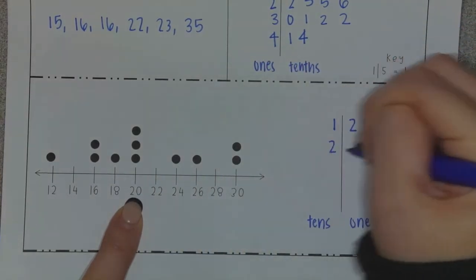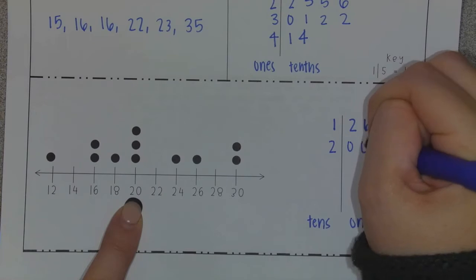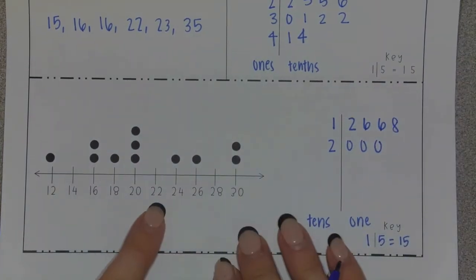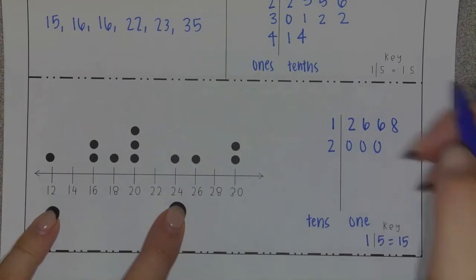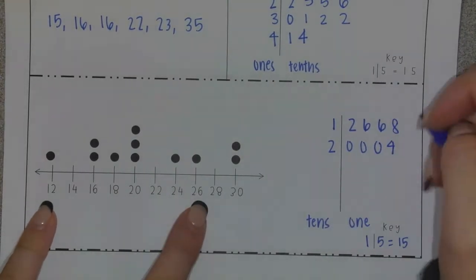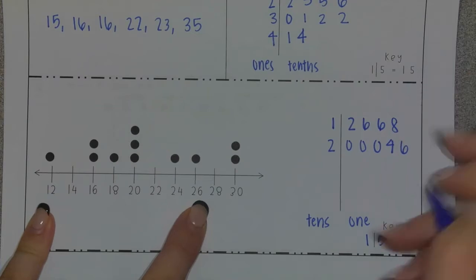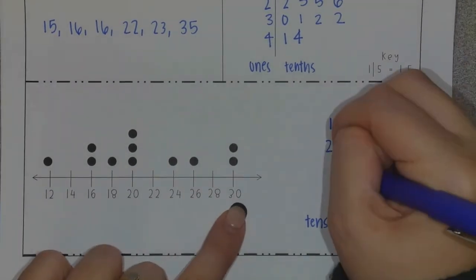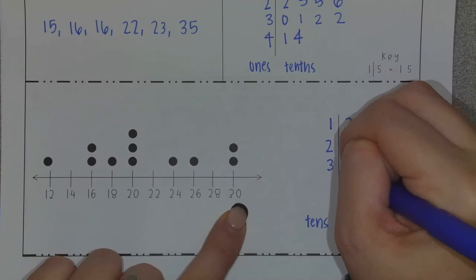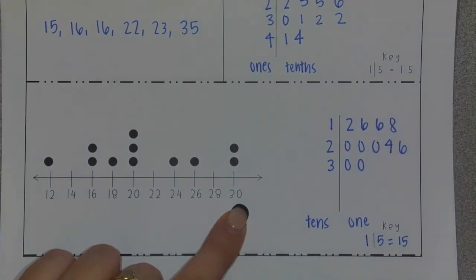So this is going to get a stem of 2 and a leaf of 0. And again, putting it 3 times because I've got 3 dots. Nothing for 22, but then I have 24, which is a stem of 2, a leaf of 4. 26 is a stem of 2, a leaf of 6. And then 30, again, it's going to appear twice. So that's a stem of 3 and a leaf of 0, putting it 2 times there.